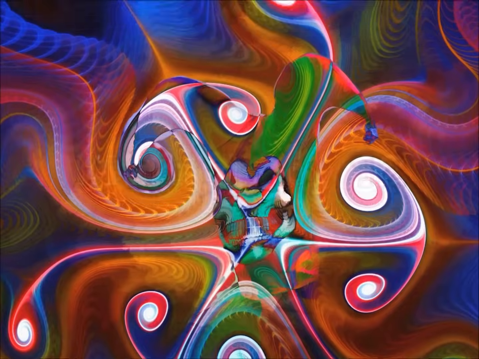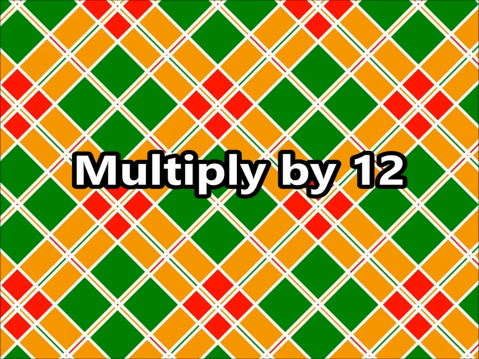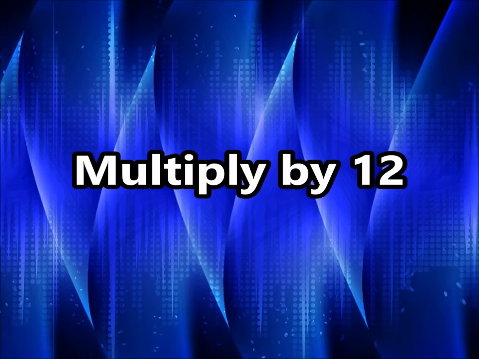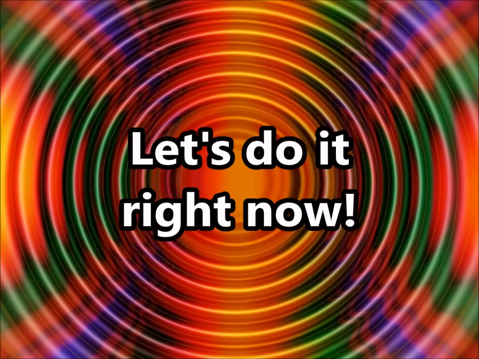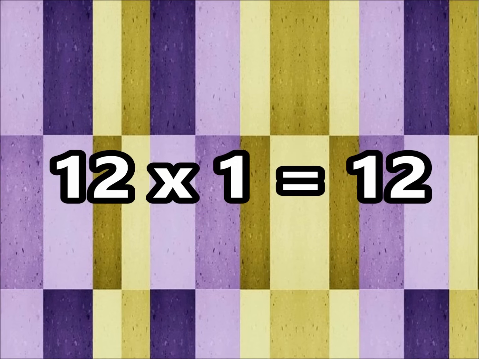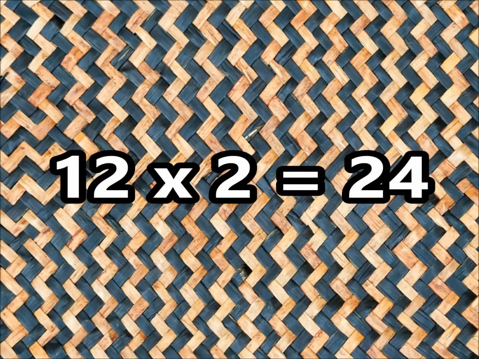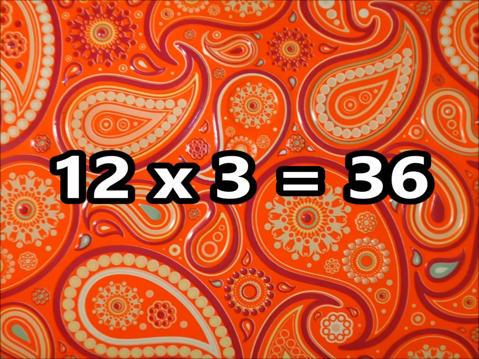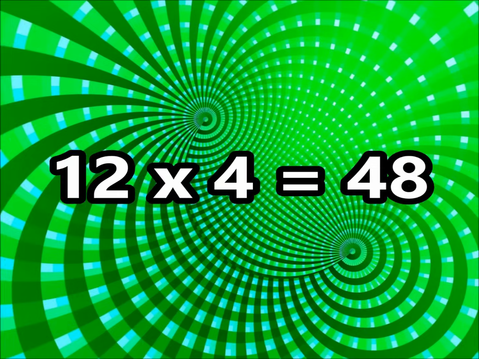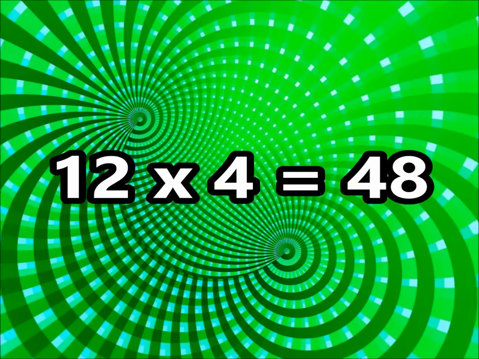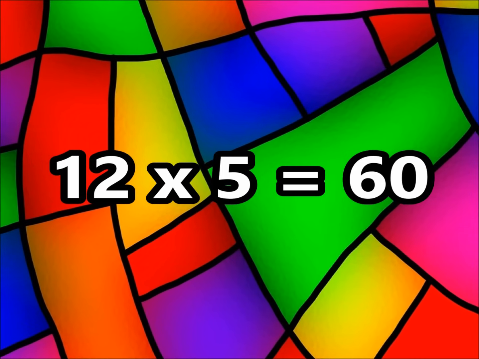Multiplied by 12. Let's do it right now. 12 times 1 is 12. 12 times 2 is 24. 12 times 3 is 36. 12 times 4 is 48. 12 times 5 is 60. 12 times 6 is 72.